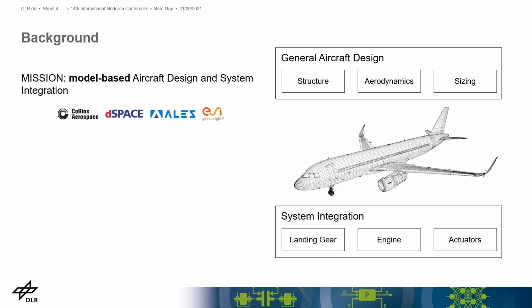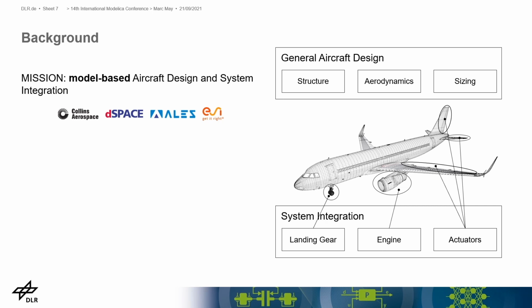On the other hand, several components and systems are required to achieve the desired functionalities. For example, these are landing gear, engine, and actuators. Of course, a single component can have a crucial impact on the total performance, so integration plays an important role, and the aircraft design is an iterative process.